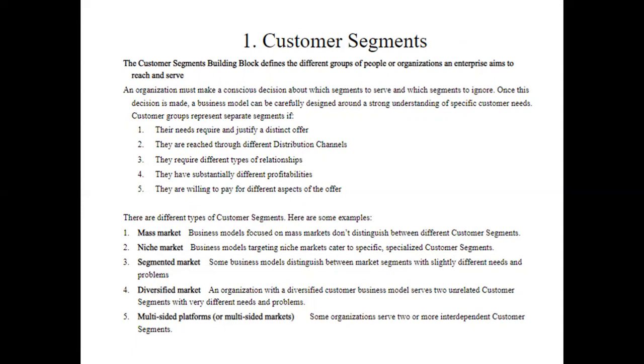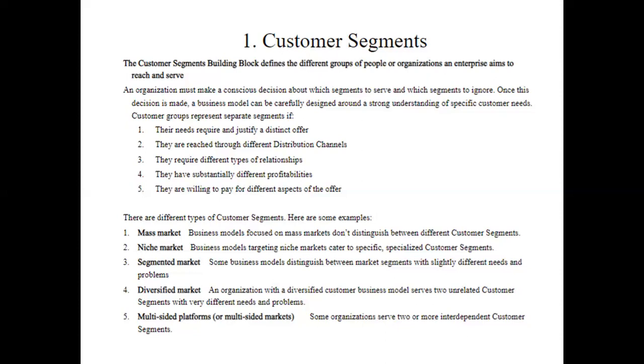Second one, they are reached through different distribution channels. Third one, they require different types of relationships. Fourth one, they have substantially different profitability. Fifth one is they are willing to pay for different aspects of the offer. There are different types of customer segments. Here are some examples: mass marketing, niche marketing, segmented marketing, diversified marketing, and multi-sided platforms, or multi-sided markets. So first one is mass market.